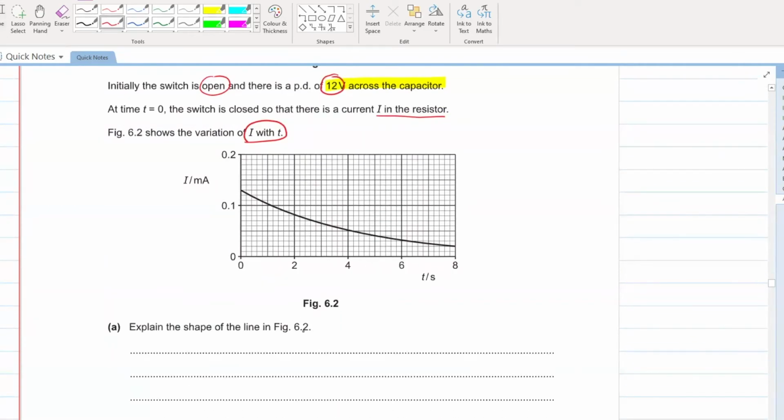Explain the shape of the graph. As soon as you close the switch at time t equals 0, this is your current versus time shape. You have to explain the shape of this graph. How will you do that? Very easy if you just focus a bit. How will you explain the shape of this graph?